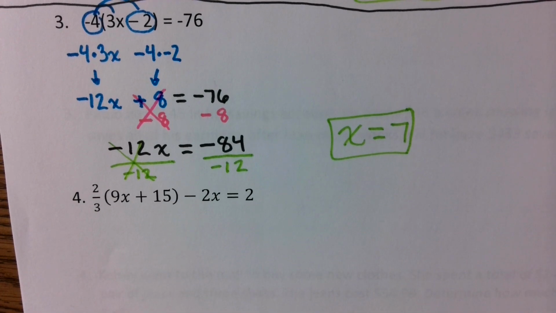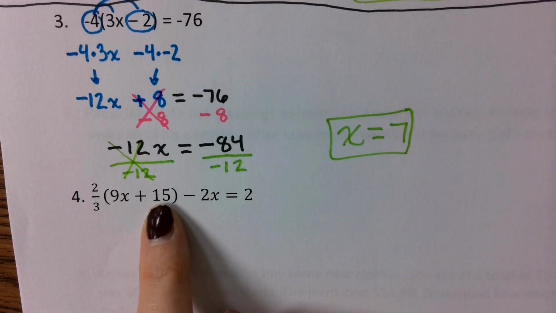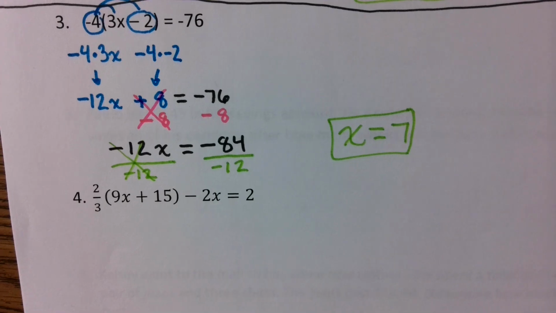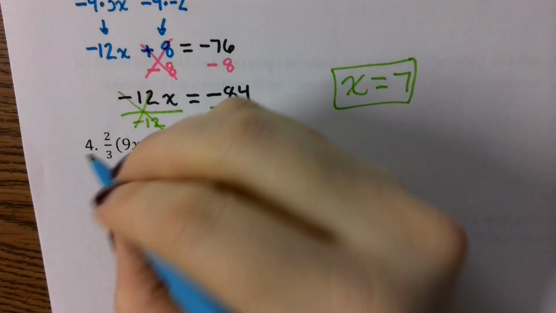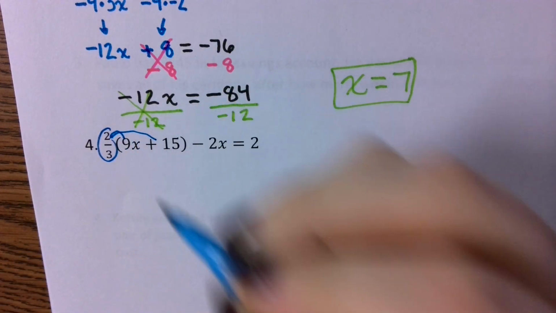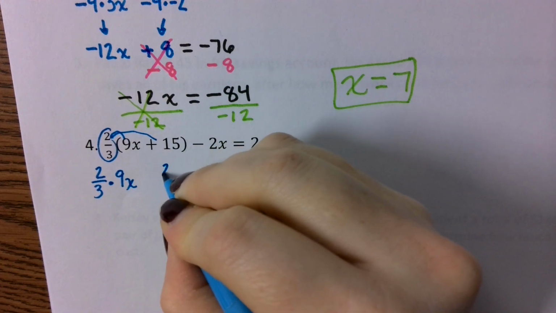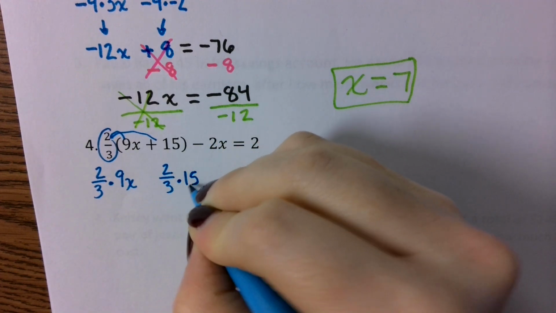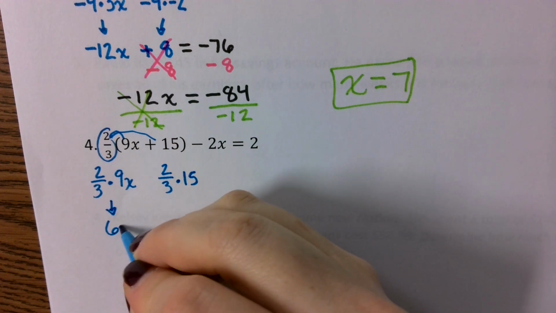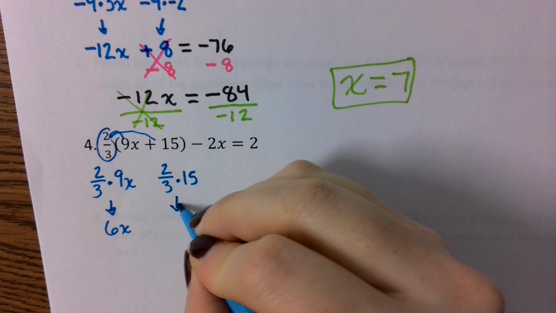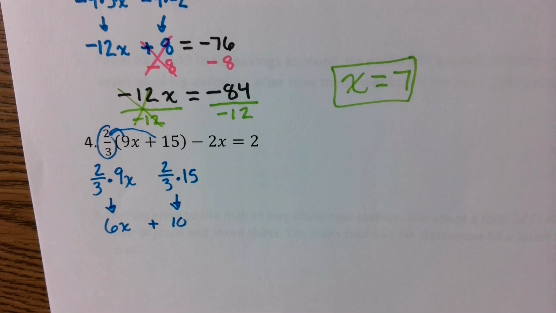Okay, for our last one, we have 2/3, parentheses 9x plus 15, close parentheses, minus 2x is equal to 2. Do we have distributive property here? Yeah, we do. We can distribute. We can do 2/3 times 9x and times the 15. So we got 2/3 times 9x, and we also have 2/3 times 15. 2/3 times 9x is 6x. Good. 2/3 times 15 is positive 10.